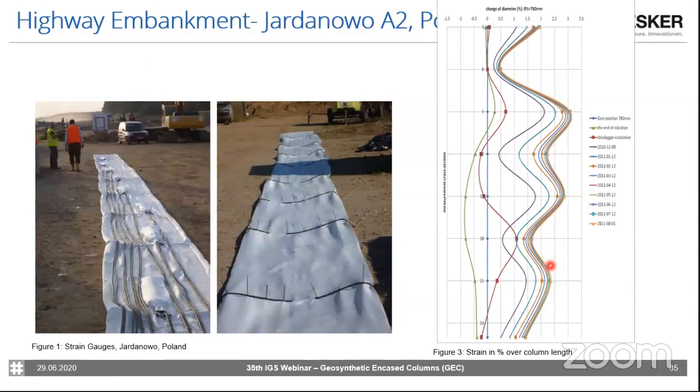Giving you an idea what has been analyzed with the ring direction, just very short. This graph on the right-hand side gives you the change of diameter in percent over the column depth. So the points show you the place of the strain gauges. And this is what I have also showed you at the very beginning. I talked about the expansion and the activation of forces, and we can nicely see that the column indeed expands, and therefore forces can be activated in the column textile.